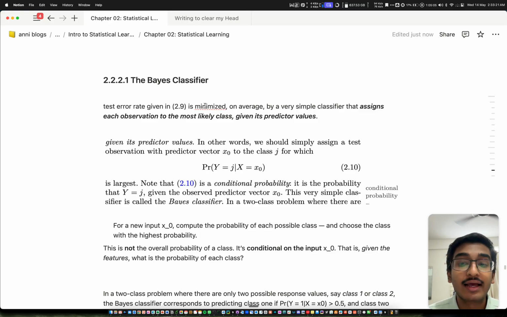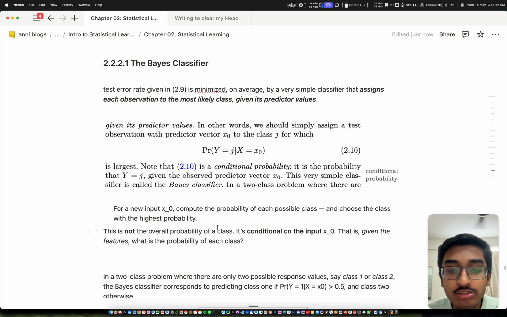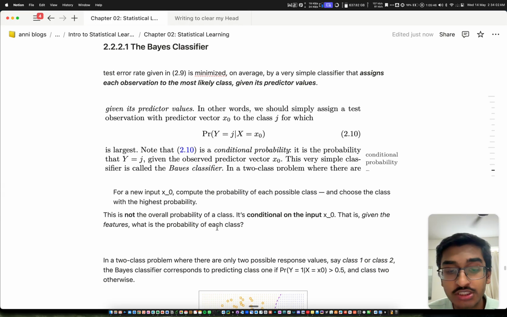So I compute the probability of you being a particular type of flower for all the flowers. Let's say for the 3 flowers, I assign 0.8 probability to flower 1, 0.1 to flower 2, and 0.1 to flower 3 based on your input features. This is what this function is saying: X equals x naught is the input features, and yj is the class. Then I predict that you're flower 1 because you had the highest probability based on your input features. That's all the Bayes classifier does, and it's the best model, which you cannot achieve in practice.